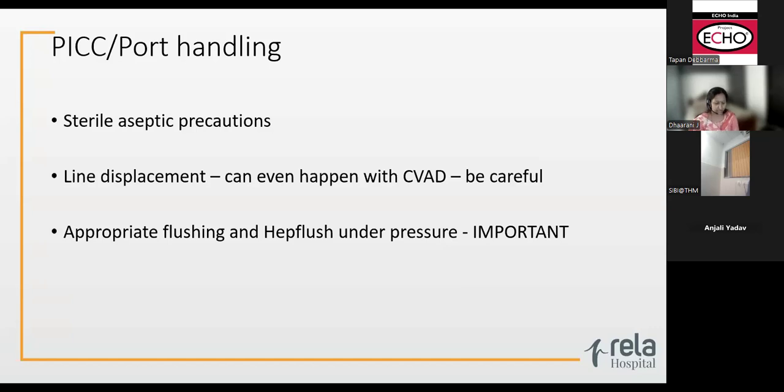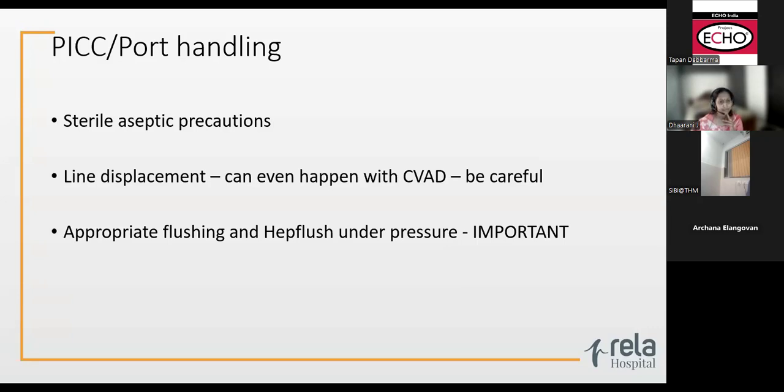So Archana sister, can you tell us how you would go with the PICC line, port line handling and how to be careful? Yes, ma'am. PICC line and port handling: always use sterile aseptic precautions. Line displacement can happen, even with CAD, so be careful. Appropriate flush monthly; we have to tell the patients once. Heparin flush is very, very important.